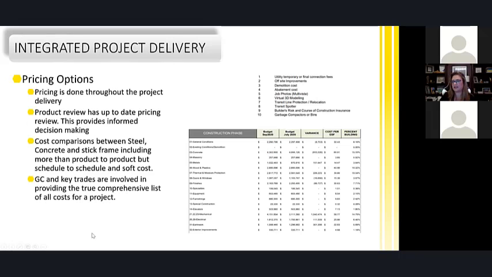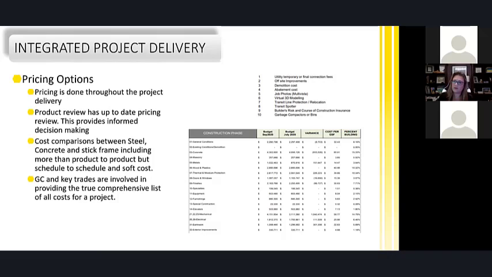Pricing options. This is one of the biggest benefits of an integrated project delivery. Pricing is done throughout the project delivery. So we start with a Class D, we work our way through a Class C, and we just keep going. And as we develop drawings, we continue to bring this budget into play. And then the other item that we do is we have meetings with our estimator involved, and we have real-time reviews of product so that they're involved in the products as well. And they decide what makes the most sense.